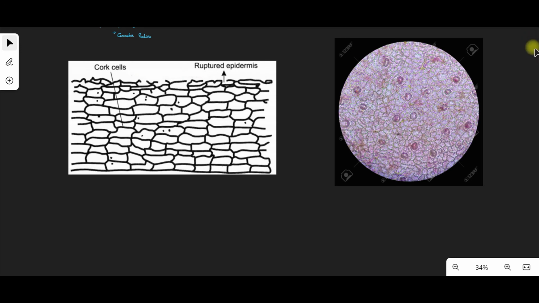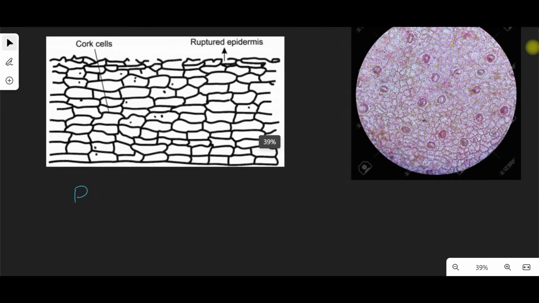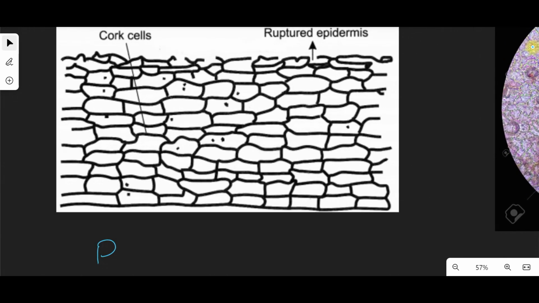Okay, are you able to see the diagrams? Yes, sir. Now we will talk about protective tissues. Protective tissues are those which help the plants and cover their parts. The protective tissue is an outer layer of cells that covers plant parts like stem, roots, leaves, flowers, fruits, etc. The tissue which covers the various parts of the plant we call protective tissue.